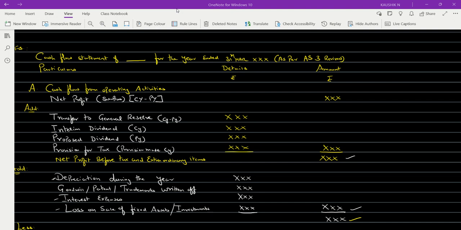right? So these are three things: repayment of loan, redemption of debentures, and redemption of shares. So these are also a part of our what activity? Financing activity. Got it?